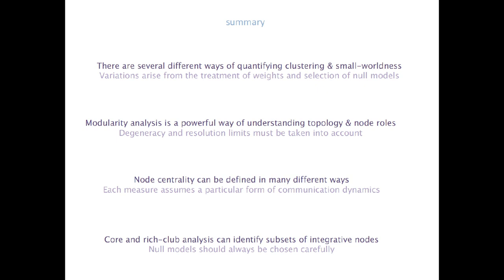So, just to summarize, there's several different ways of measuring clustering and quantifying small worldness. A lot of variations come from how we treat our edge weights and how we think about null models. Modularity analysis is quite useful for looking at not only the network organization of the brain, but understanding the roles that different nodes play in the network. We need to take into account some of the limitations of the algorithms. We can define different aspects of node centrality. This can tell us about the role that different regions play, but we need to be mindful of the model of communication dynamics that each measure assumes. And we can look at cores and rich clubs, and this can be a useful way of thinking about how different nodes play a role in functional integration in the brain.